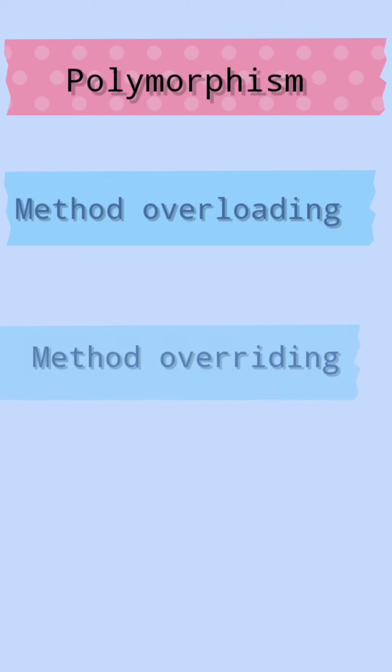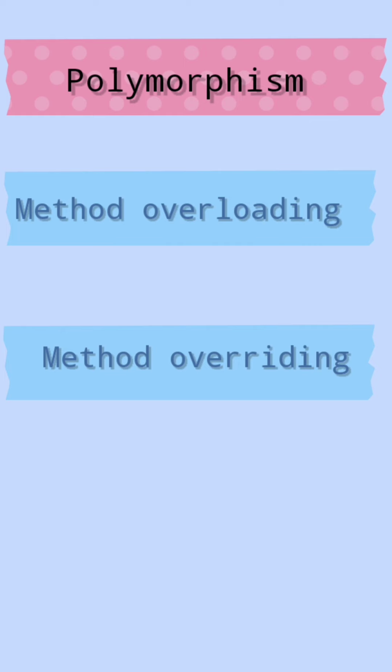The second one is overriding. What is happening in overriding? The same method is redefined in the child class. This is also an example of polymorphism.